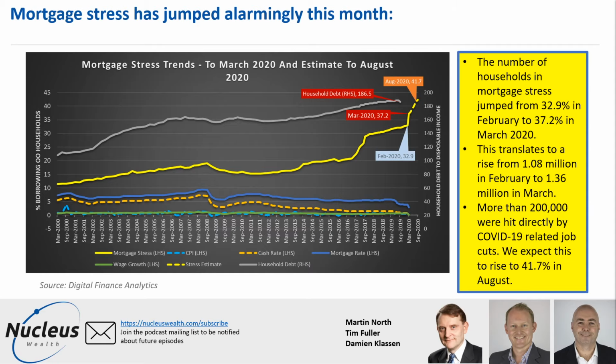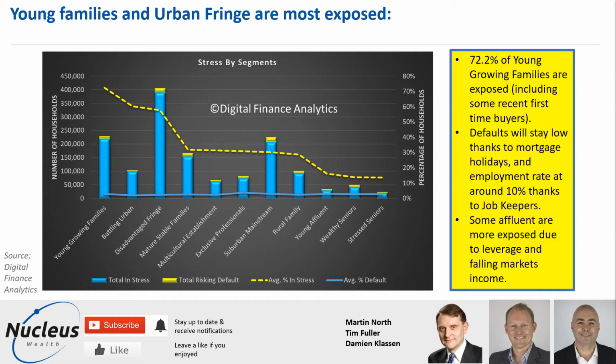Now, if I go to the next slide, I can decompose this because this is really interesting. If you look at it from a segmentation perspective, around 72% of young growing families, which include those first-time buyers, are most exposed from a mortgage stress perspective. And then we've got other segments like the battling urban disadvantaged fringe. They're people who are often in those new estates on the outskirts of towns, a long way from anywhere.